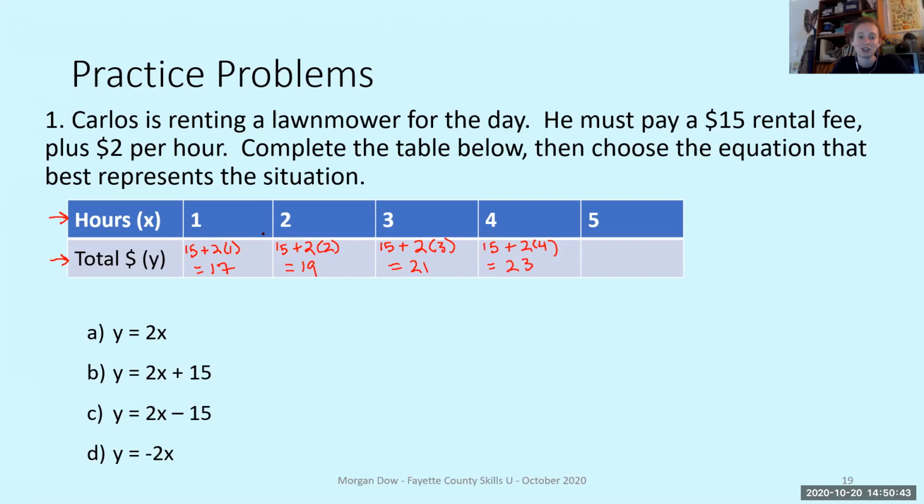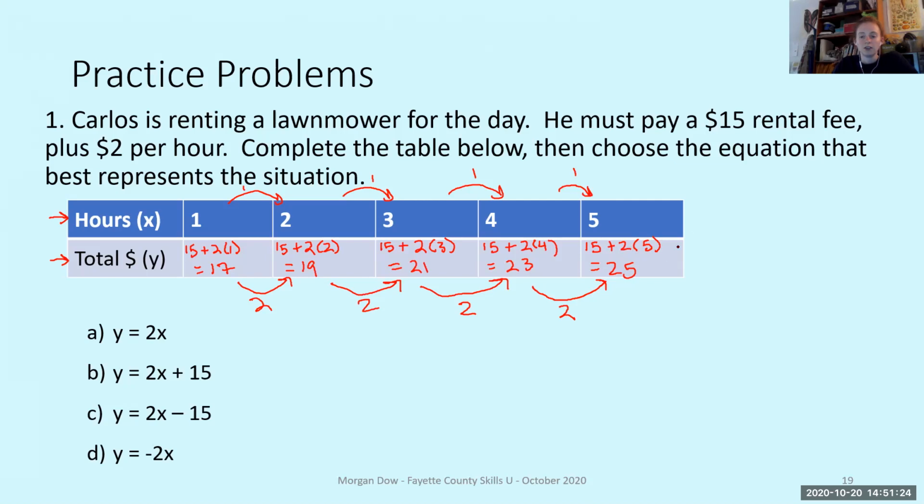You might notice, right, that each time we go up an hour, we're going up by $2. And so I would expect this value to be 25, but let's double check. $15 rental fee plus $2 an hour times 5 hours. 2 times 5 is 10, plus 15 is 25.